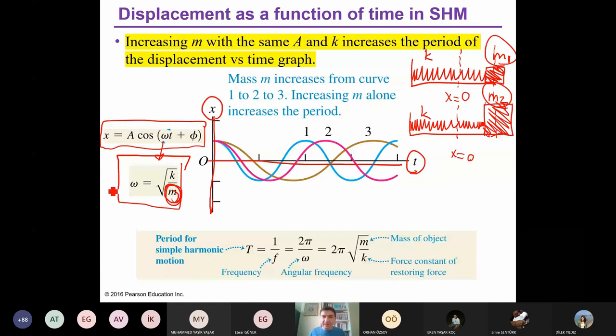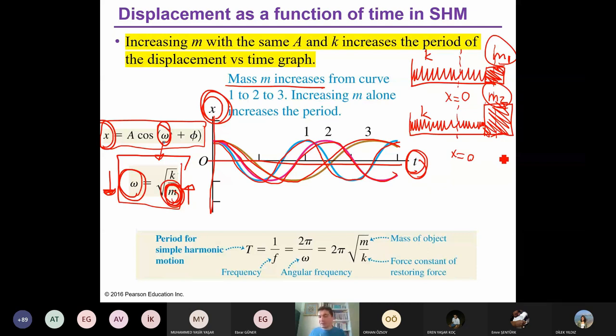So what do you see here? Mass m increases. If you increase the mass, then the angular frequency will decrease. Then you will have different curves. Here I have the blue curve with a certain mass. If I increase the mass, then I have this purple curve. If I further increase the mass, I have this green curve. So the x versus time graph changes if I change the mass, because if I change the mass, then I change the angular frequency omega, and if omega changes, then the x-t graph changes. So what about the period?